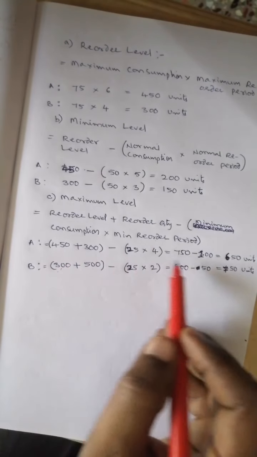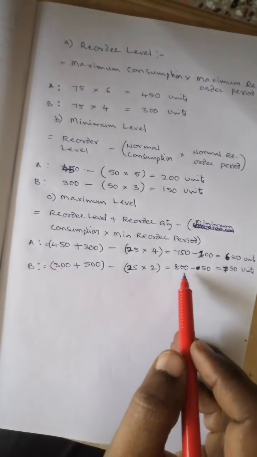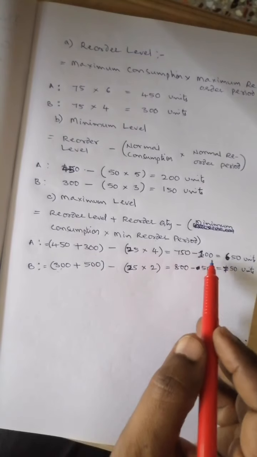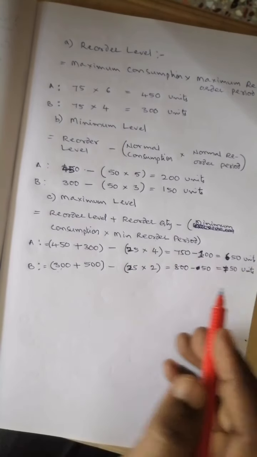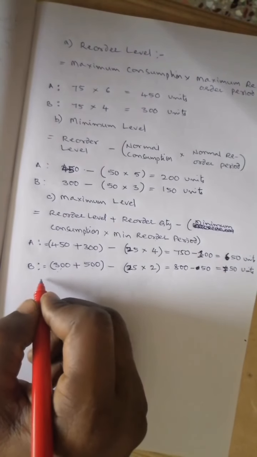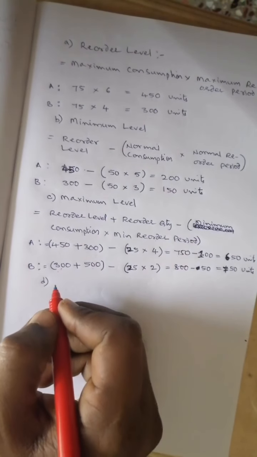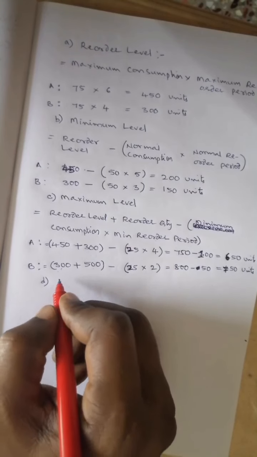So combining these two, it is 750, adding these two, it is 800. Now 25 into 400, 25 into 250. So 650 units and 750 units. And let us go for the final one. What is asked? Average stock level.